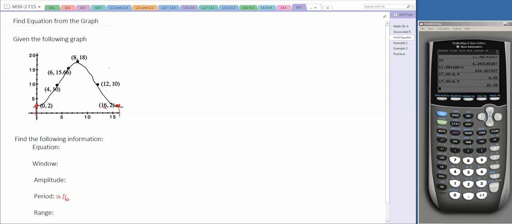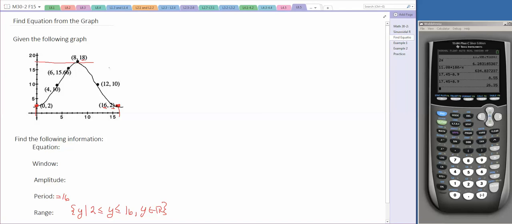We don't know 16 what, seconds, minutes, meters, we're not sure, but we know it's 16 because we have one complete cycle. We know our range because we have our maximum y value, which is 18, and our minimum y value is 2. So we know that our range can be given as y such that 2 is less than or equal to y, which is less than or equal to 18, and y is from the set of real numbers.